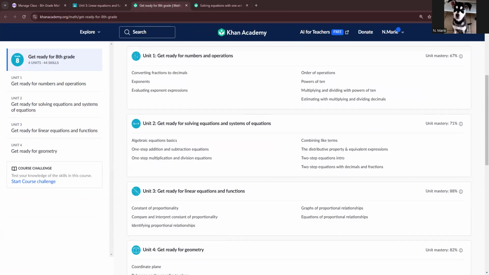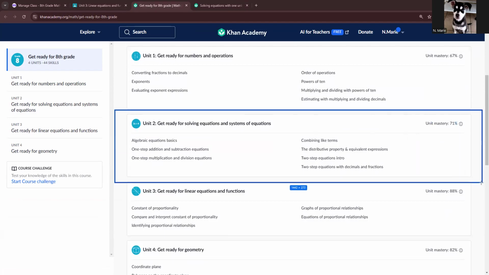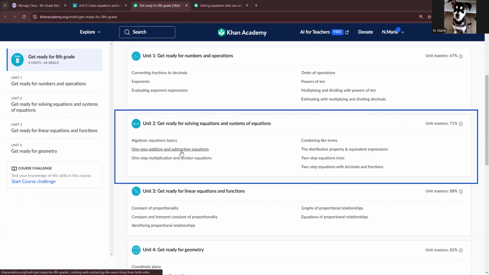If you go to the Get Ready for 8th grade section, this is a list of all the things you should know how to do. You should know the basics of equations. You should know how to solve and do inverse operations with one-step equations, and also how to solve and move things around with two-step equations, combine like terms, and distributive property. And the reason is because you're going to see these in this unit if you don't know how to do these.